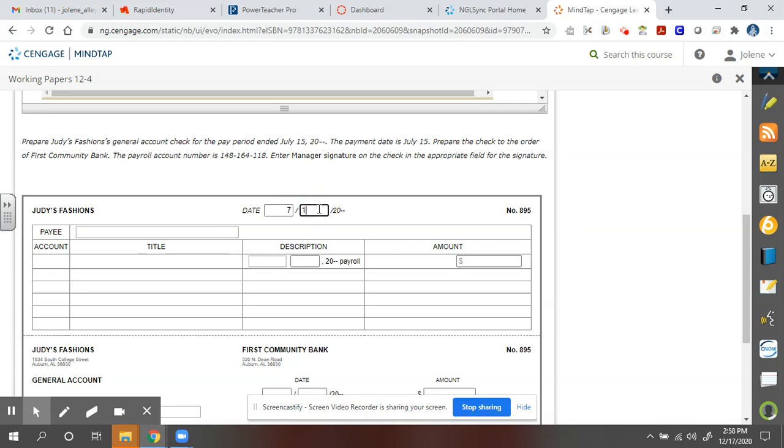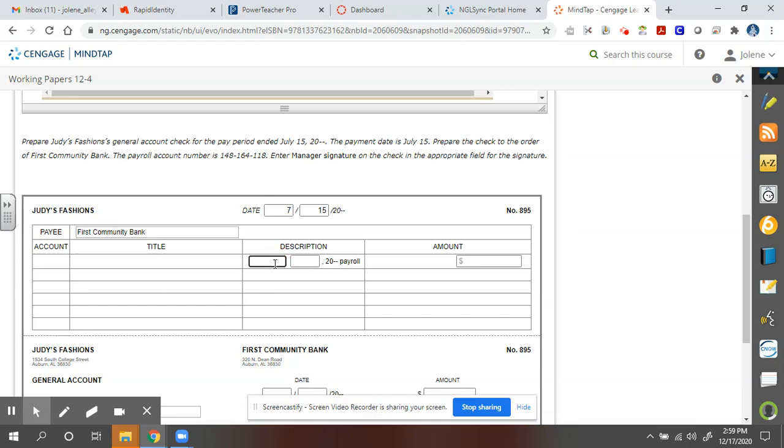July 15. Payment date is July 15th. Prepare the check to the order of First Community Bank. Payroll number is, that's it. Enter manager signature on the check in the appropriate field for the signature.